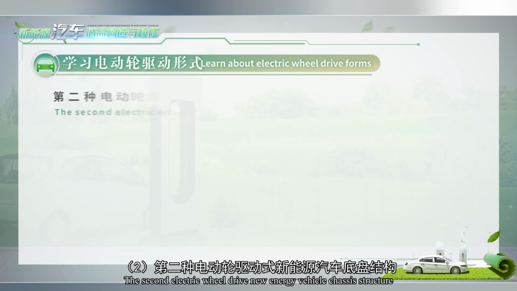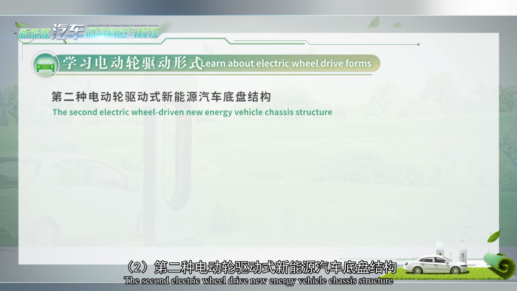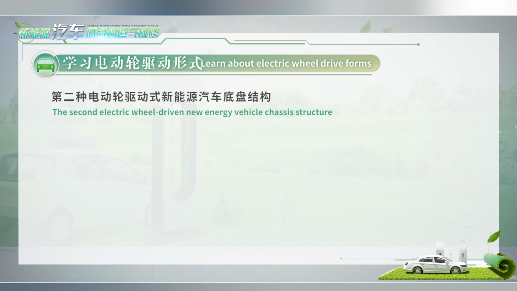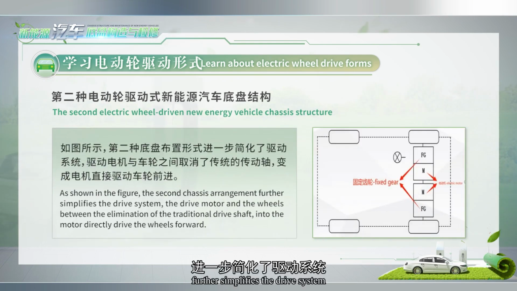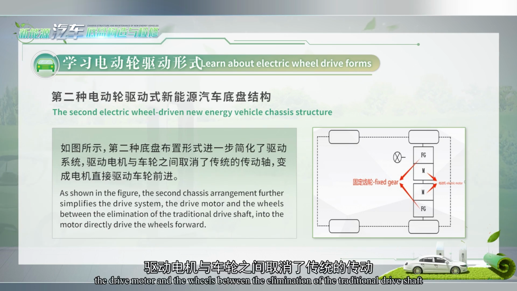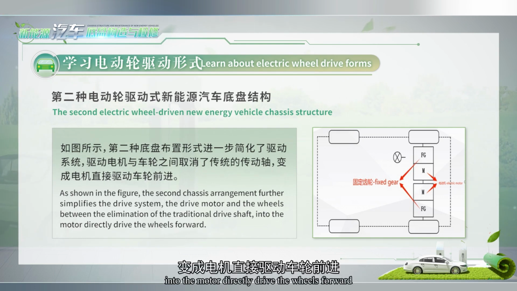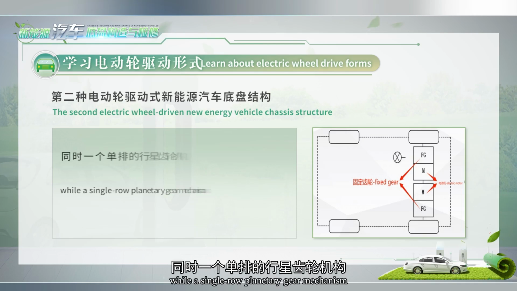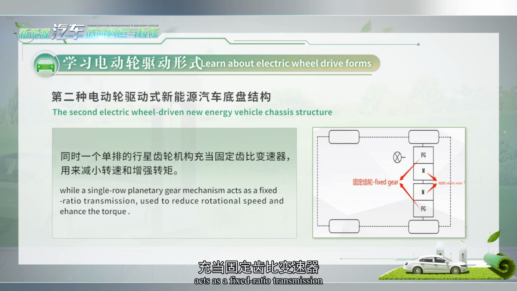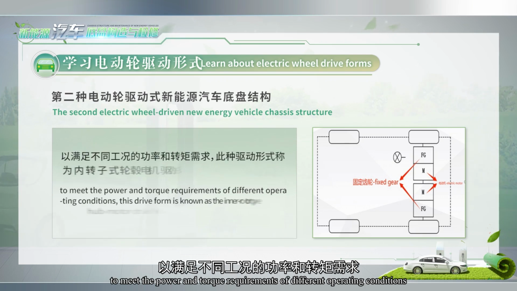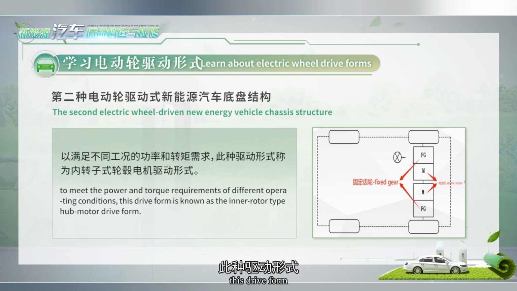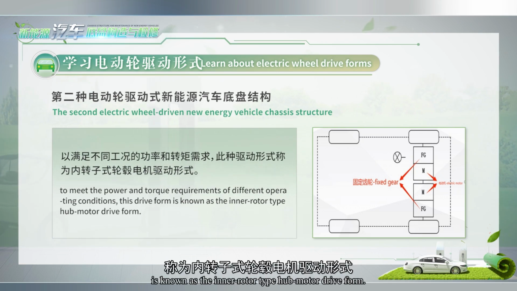2. The second electric wheel drive new energy vehicle chassis structure. As shown in the figure, the second chassis arrangement further simplifies the drive system, eliminating the traditional drive shaft between the drive motor and the wheels. The motor directly drives the wheels forward, while a single-row planetary gear mechanism acts as a fixed ratio transmission, used to reduce rotational speed and enhance torque to meet the power and torque requirements of different operating conditions. This drive form is known as the inner rotor type hub motor drive form.